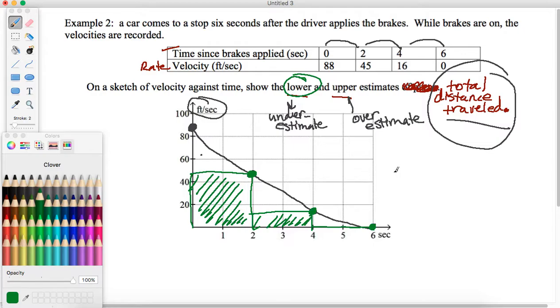The other option is for me to use an overestimate. Upper estimate means to give an overestimate. That means I'll go to each interval from 0 to 2, 2 to 4, 4 to 6, and I'm going to choose the endpoint that has the highest y value. For instance, from 0 to 2, this one's bigger. So my overestimate is going to give me the rectangle that I get here, and I find the area of that rectangle. From 2 to 4, I'm going to use the rectangle at 2.